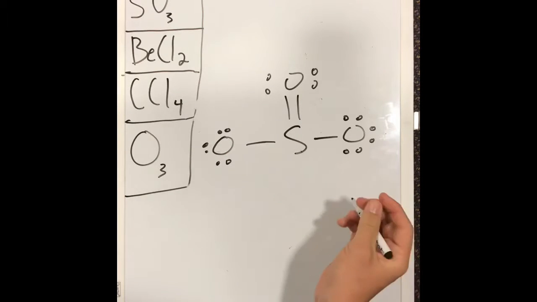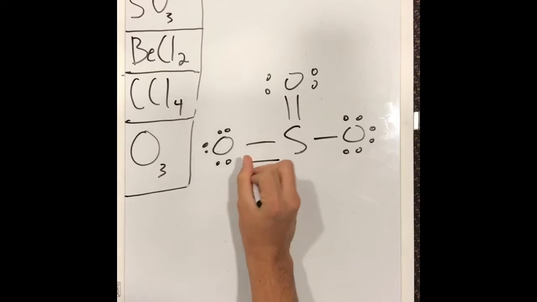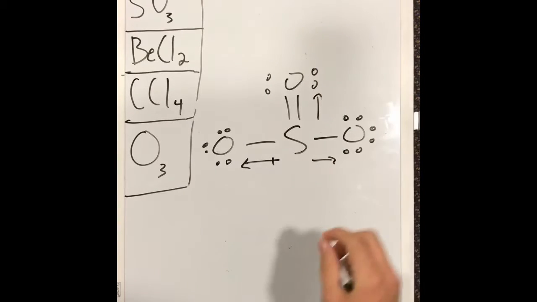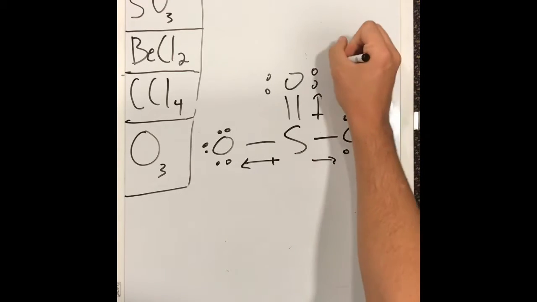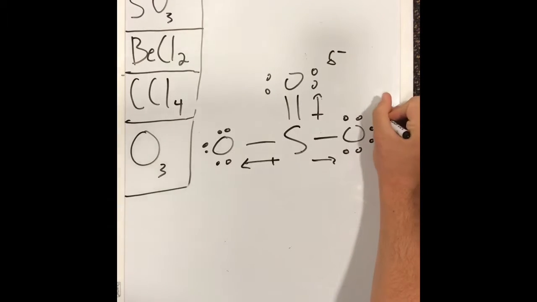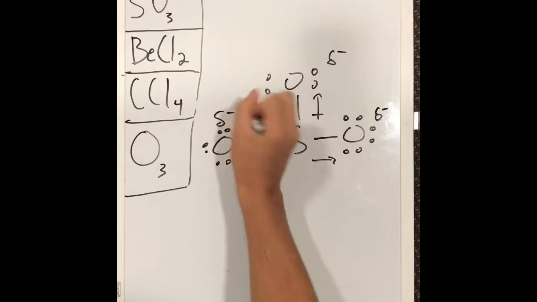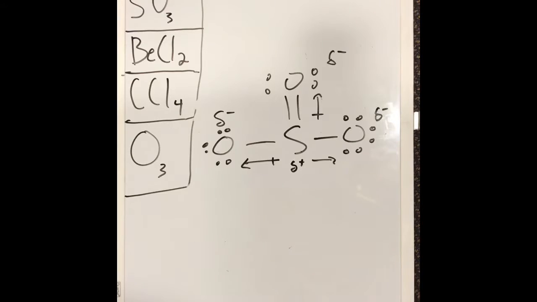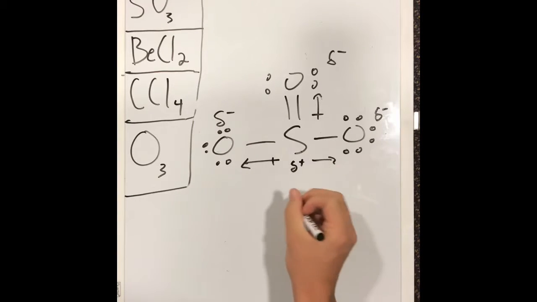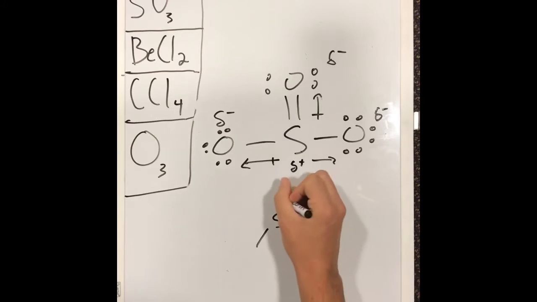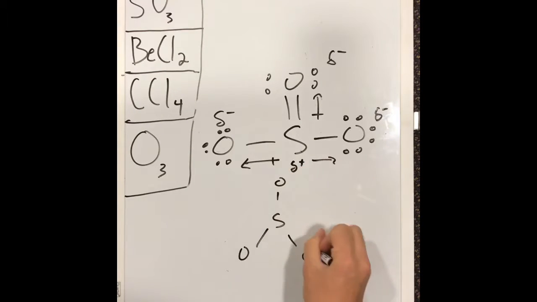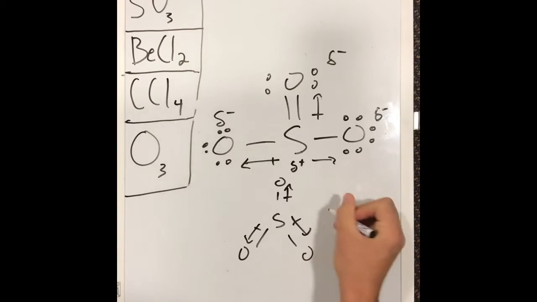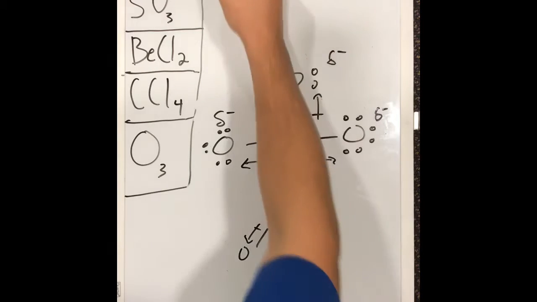Now we can look at the bond dipoles and assess that O has greater electronegativity than S. So in fact, the O's will have a partial negative charge. I believe I forgot to include that in my last Lewis structure, but so they have partial negatives, and this has partial positive. And since we only have 3 domains, this is actually trigonal planar, and the dipoles cancel out for a net molecular dipole of 0. So this molecule is in fact nonpolar.